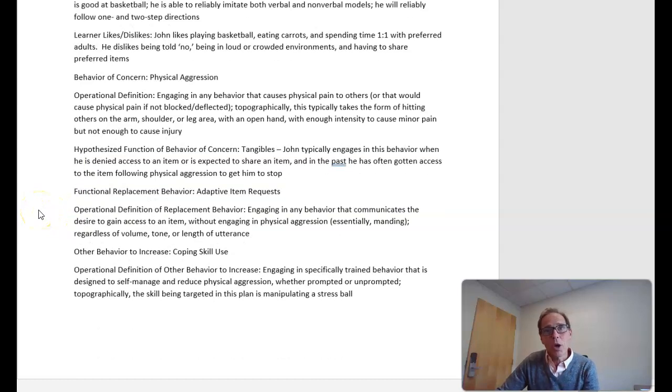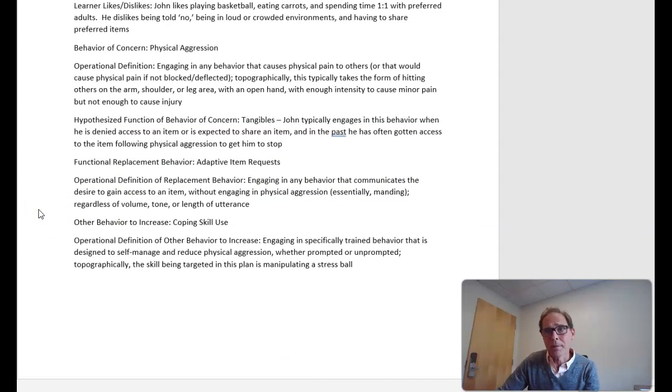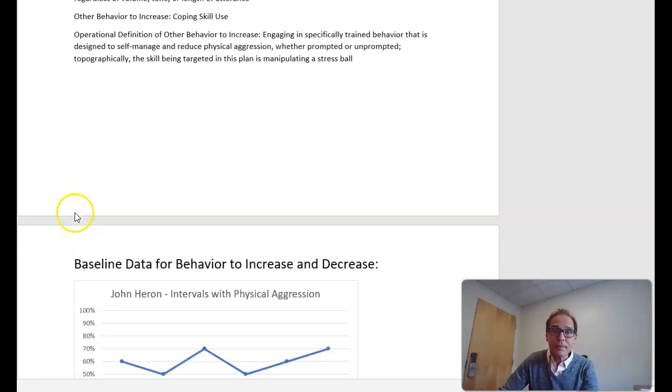In this case, I included coping skills use because there are going to be some times for John, even when he asks for what he wants appropriately, it may just not be possible to give it to him. And when those situations arise, it's important in this case that we teach him other ways to be able to deal with that situation, that he's not able to get access to what he wants without resorting to physical aggression. And again, for both of those, we're going to operationally define those as much as we can.